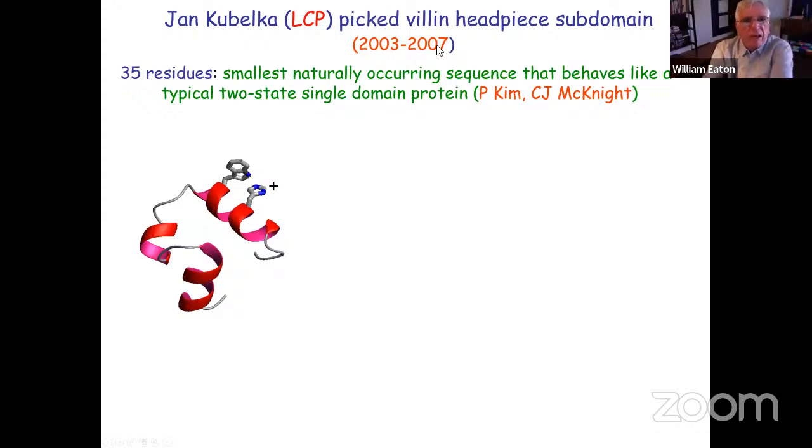About that time, Jan Kubelka came to the lab and wanted to work on fast folding proteins. And so he picked the villin headpiece subdomain, which he worked on for several years. And he picked it because it was only 35 residues, so we could make it by peptide synthesis, which means we could make any old mutation we'd like. We could even put in abnormal amino acids. And it was the smallest naturally occurring sequence that behaves like a typical two-state single domain protein. It was shown by experiments by Kim and McKnight.